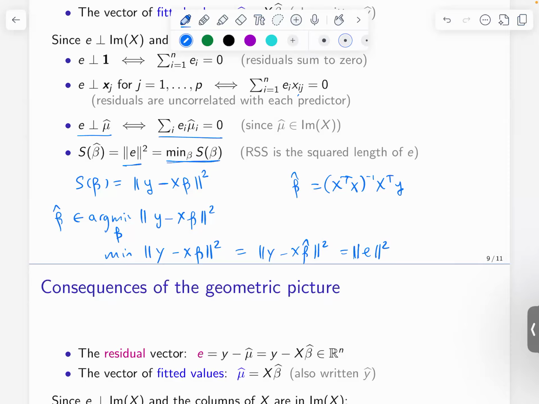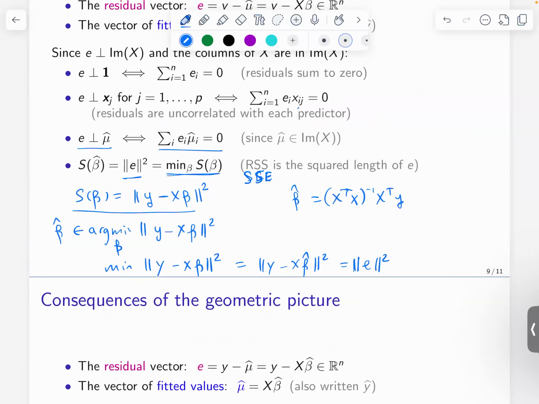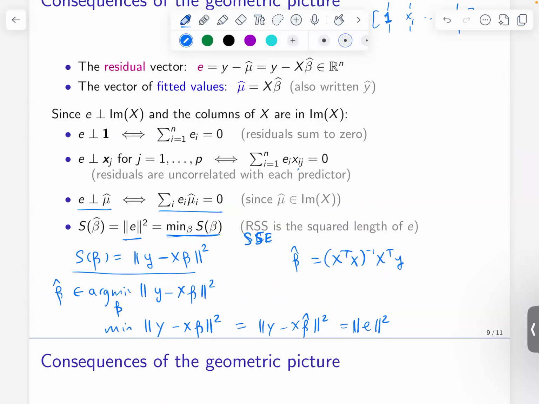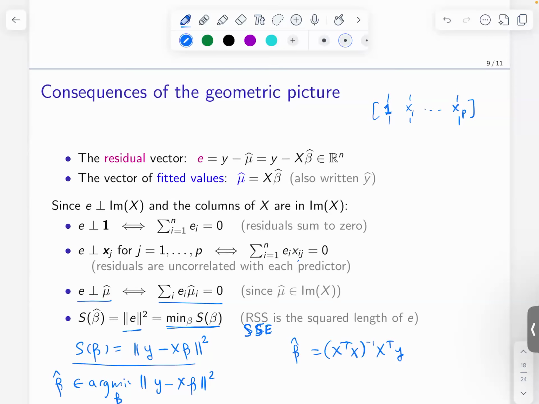It's just another fact, sometimes called RSS or SSE in the book: sum of squares of errors, or residual sum of squares, is the minimum value of that cost function. Okay, so far so good. None of these require remembering. You just have to understand what we discussed, the orthogonality, and all of these facts would follow.